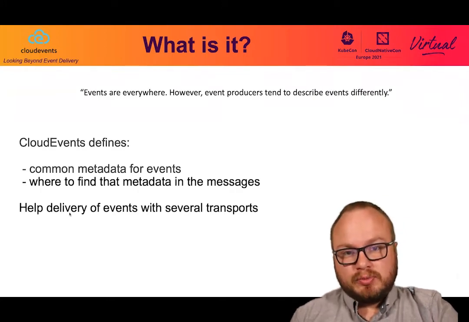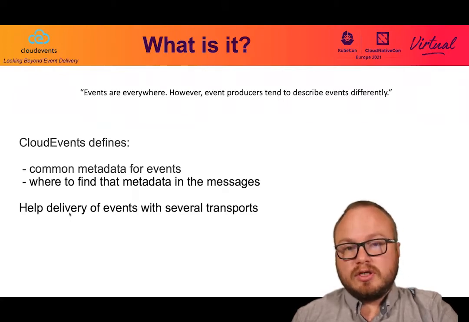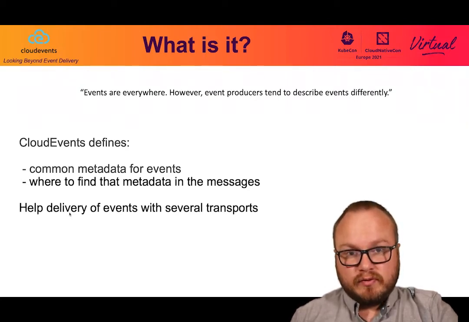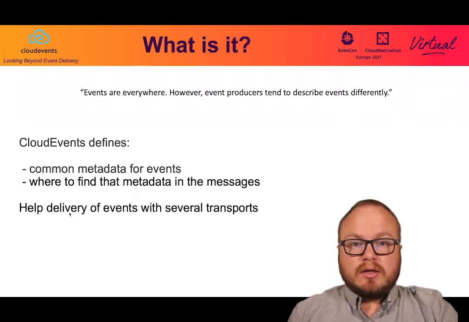As you will find in our repository, there is a nice quote in the README. Events are everywhere. However, event producers tend to describe events differently. So CloudEvents define a common set of metadata for events and where to find those metadata inside the messages. It also defines different types of transport like HTTP or Kafka. So you can basically compare CloudEvents to IP, while TCP and UDP are for us the transport like HTTP or Kafka.